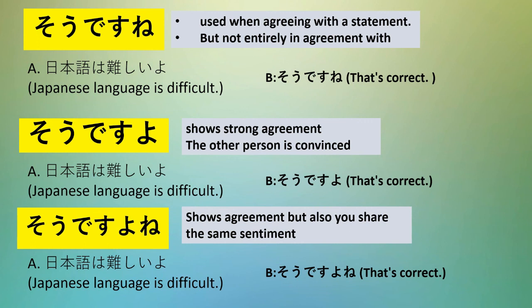Here you know that the Japanese language is difficult. Nihongo wa muzukashii yo. So desu yo ne. You agree 100% totally that the Japanese language is difficult, and you share the sentiment with the person you are speaking with. So desu ne. That's correct, right?